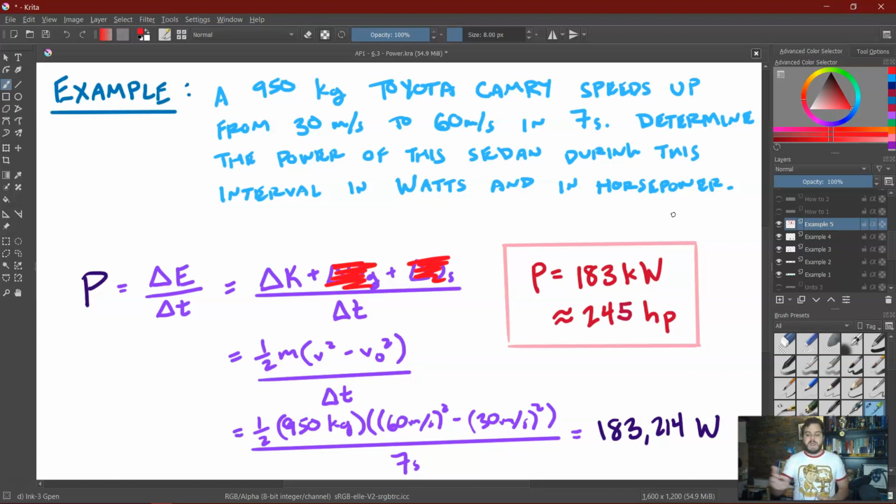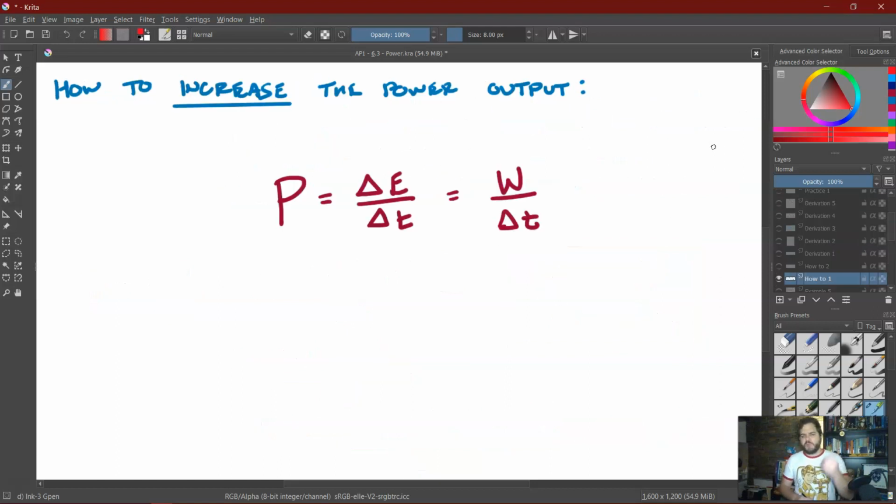If we want that in horsepower, we just divide that by 746, because there are 746 watts per 1 horsepower. And we get a horsepower of about 245, which makes sense for a Camry. Nothing too powerful. Now, one quick note: if we want to increase the power output of something, there are a couple of different ways we can do it by looking at this equation.